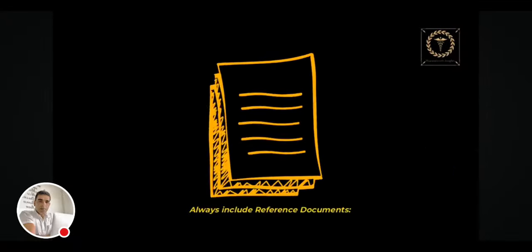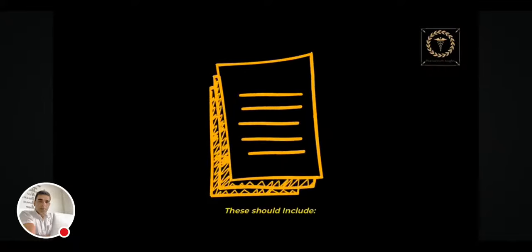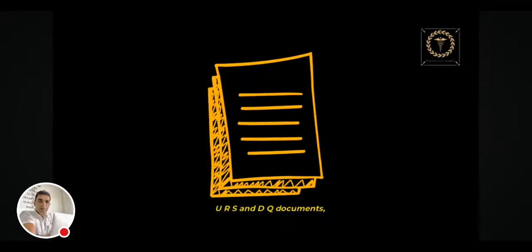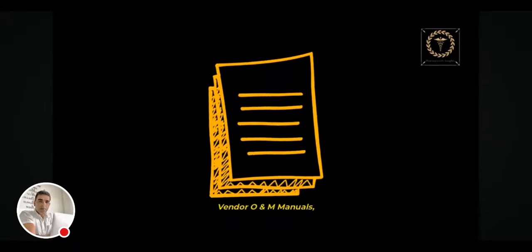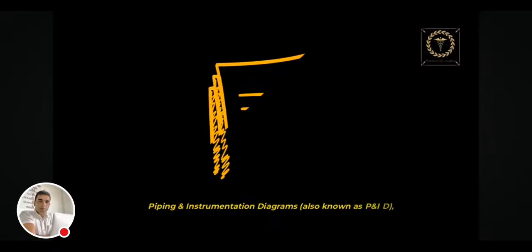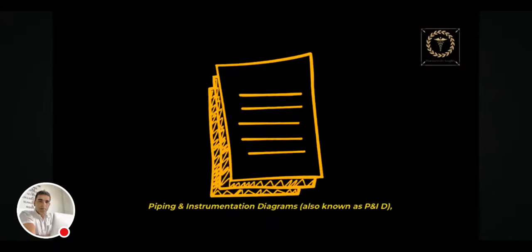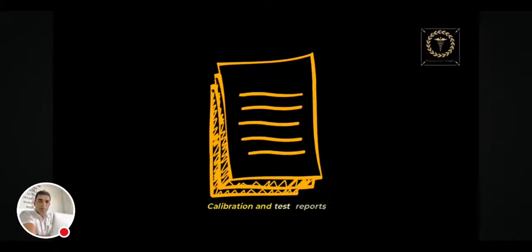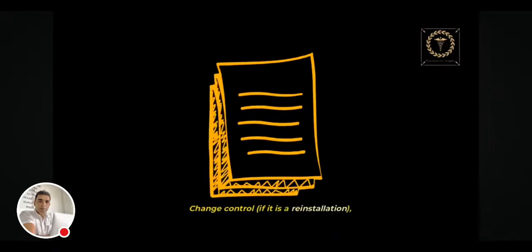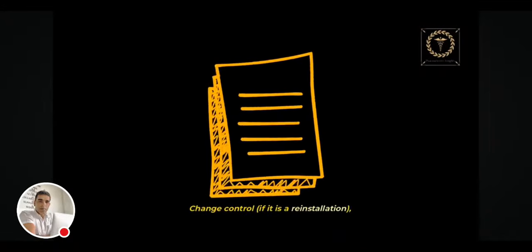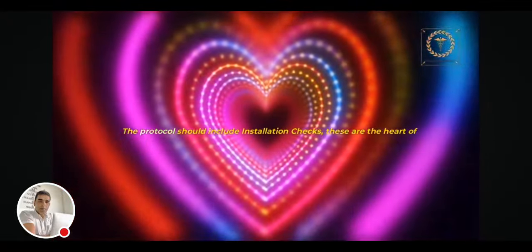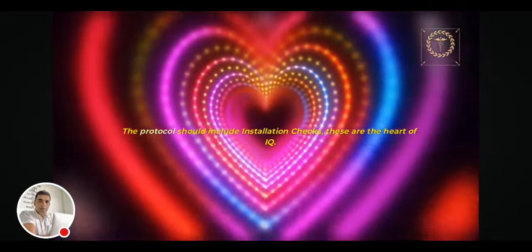Always include reference documents. These should include URS and DQ documents, vendor O&M manuals, engineering layouts, piping and instrumentation diagrams, also known as P and ID, calibration and test reports, change control, if it is a reinstallation. The protocol should include installation checks. These are the heart of IQ.